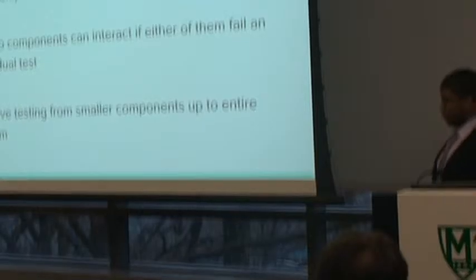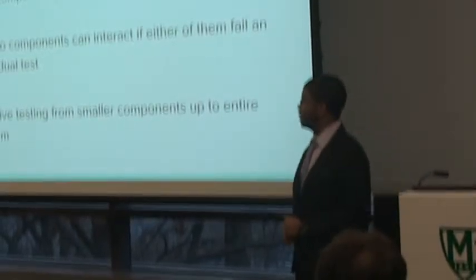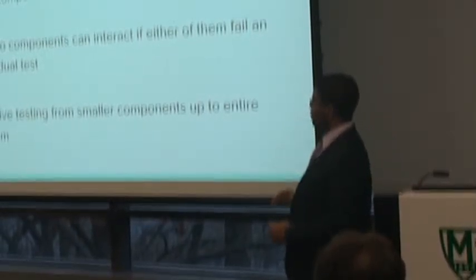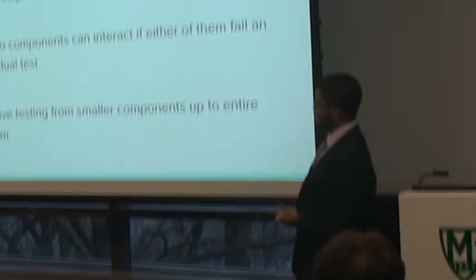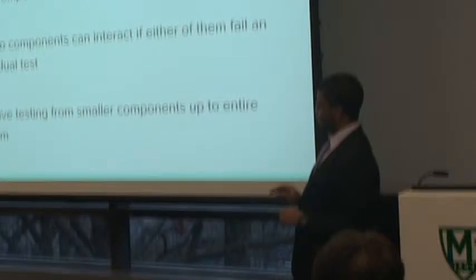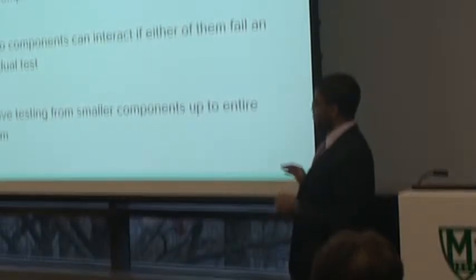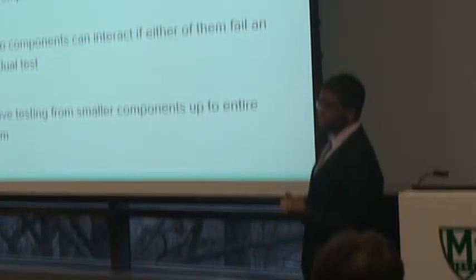For testing, we use the unit testing method. So we test each component individually by itself. If a component fails an individual test, then that component cannot be integrated into the system. So we start on a small scale with a component, see if it works, integrate it into the system, and repeat that process until we have our whole system built.